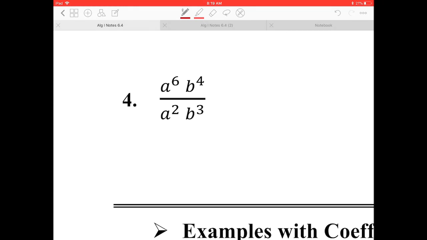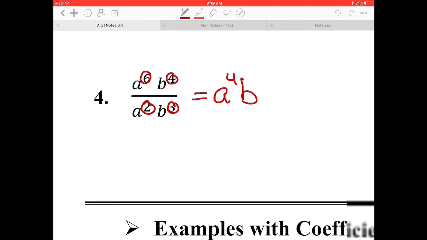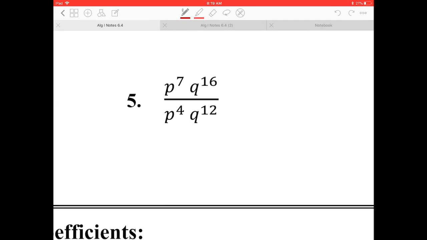Number 4, 2 variables. Just take them one at a time. So for A, we have 6 minus 2, and that's 4. And then for B, 4 minus 3 is 1. So if you want, you could put a 1, but again, not necessary. Number 5, 7 minus 4 would be P cubed. And for Q, 16 minus 12 is 4.